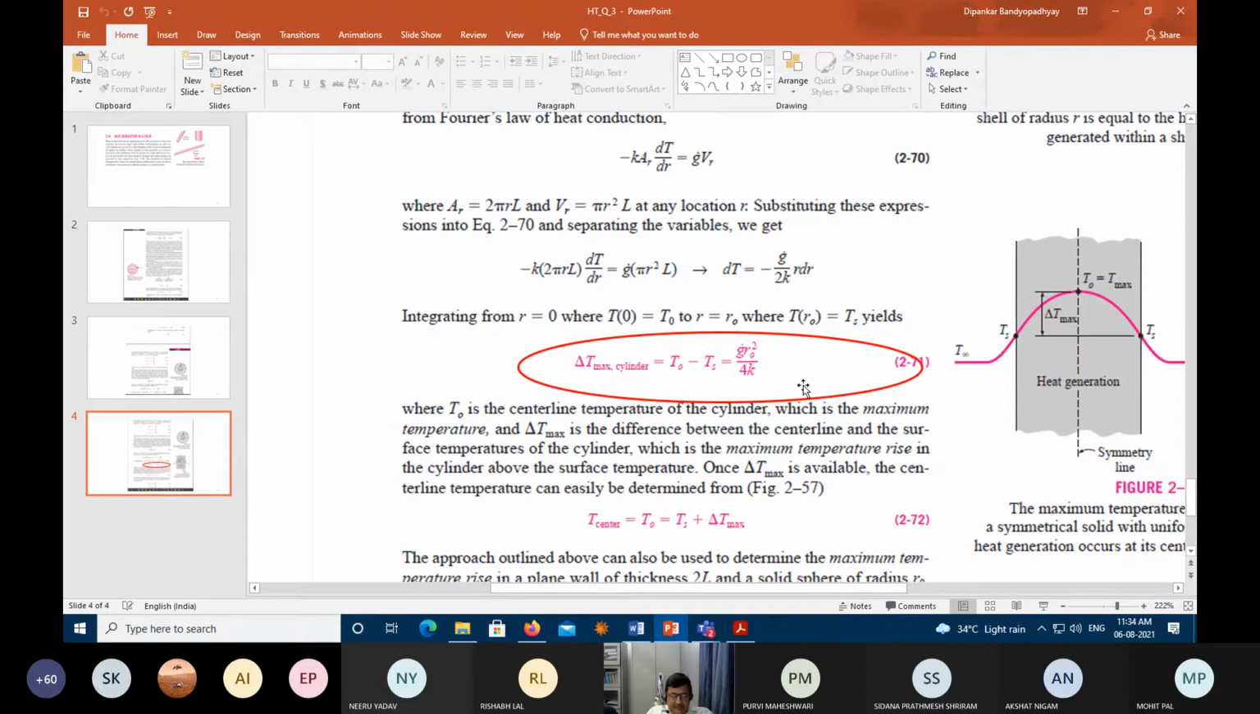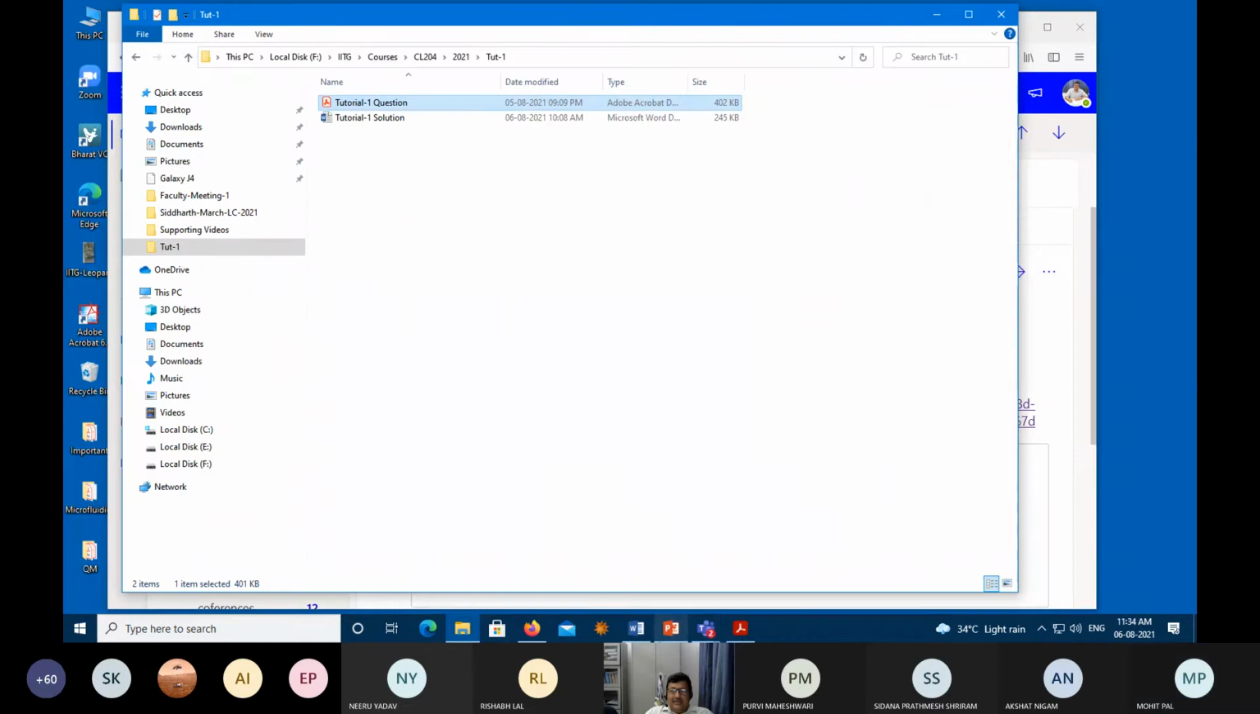So from there, I know other things, and I can obtain the centerline temperature, correct? What is the centerline temperature coming in? Sir, approximately 126. Great. Fantastic. So I leave the derivation with you.